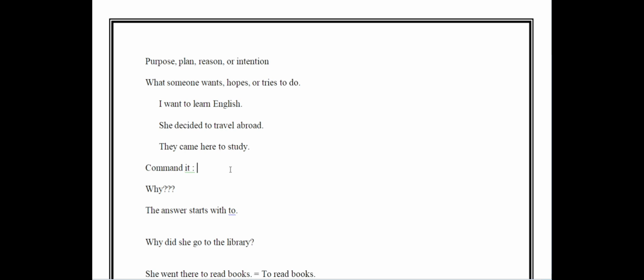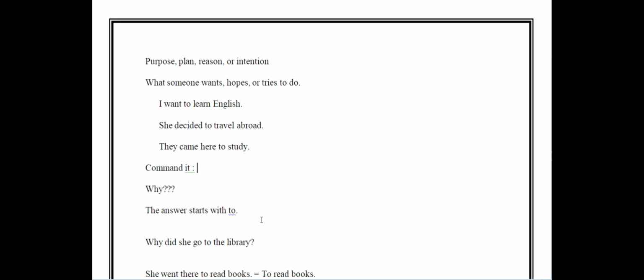Similarly, to plus V1, which is to study. How do you command it? There is something where you can cross-check and come out of the fear of grammar. So here, ask the question why. Why do you want to study English, or what do you want to do? So it is why. The answer starts with to study, to learn, to travel.